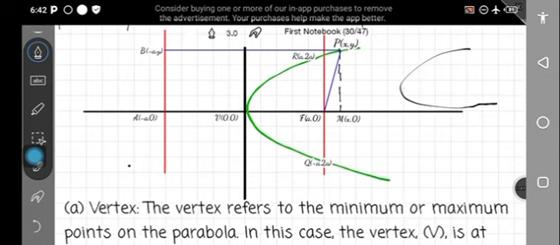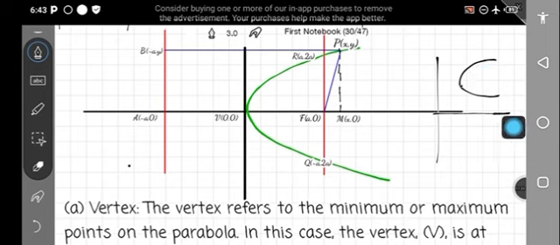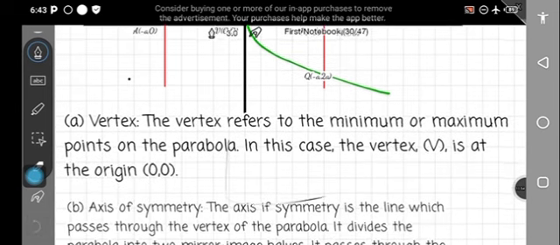Now we can have our vertex shifted, instead of being at the center. For example, if we have our x and y axes like this, our parabola can be here like this. You can see that the vertex now is not at the origin; this is the origin here, so the vertex has shifted. So the vertex can be shifted from the origin. But for this case, we are considering a parabola whose vertex is at the origin.